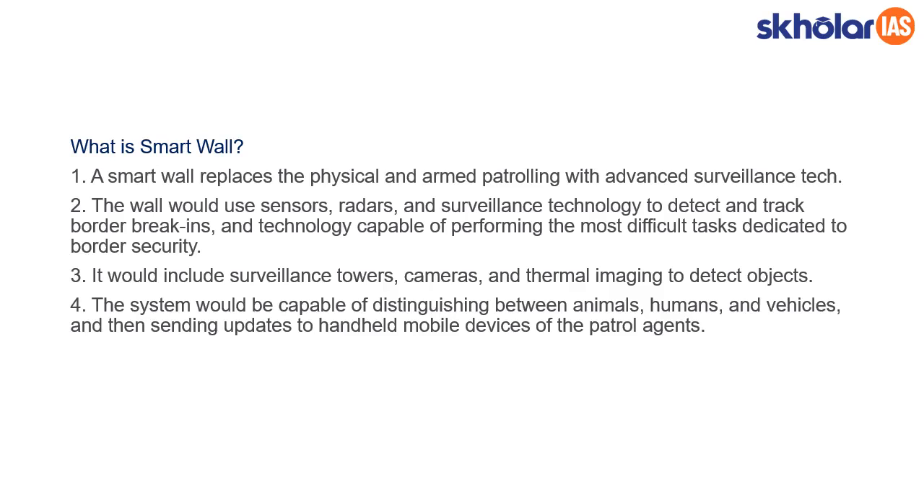It would also include surveillance towers, cameras, and thermal imaging to detect objects. The system is capable of distinguishing between animals, humans, and vehicles, then sending updates to the handheld mobile devices of the patrol agents. Once these patrol agents receive the signals from these surveillance towers and cameras, they go and physically inspect the area and nab the infiltrators.